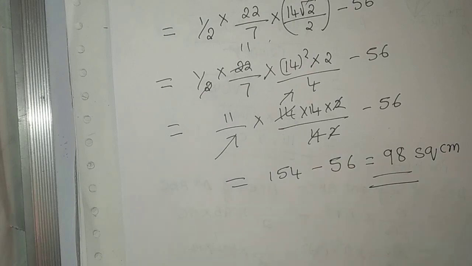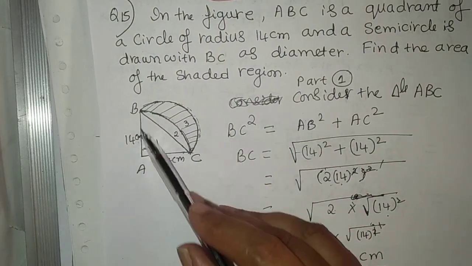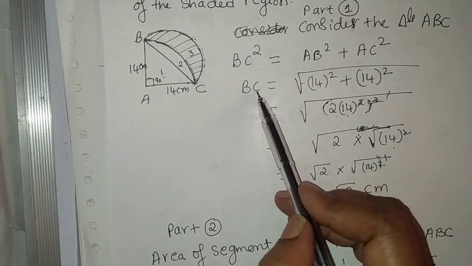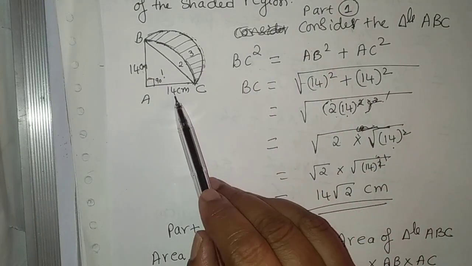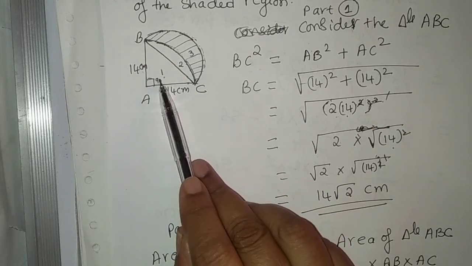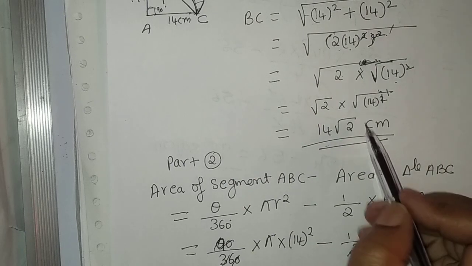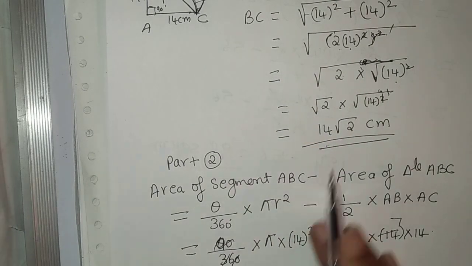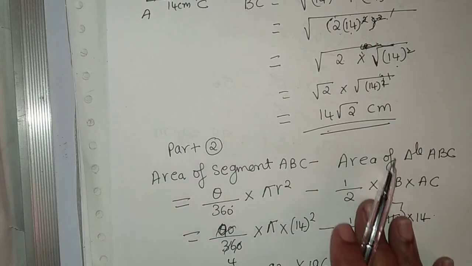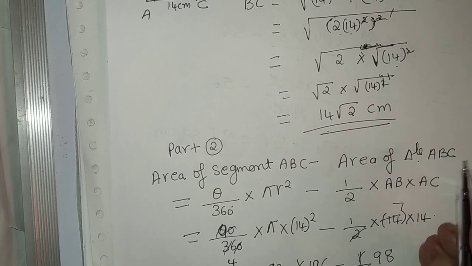So once again we'll see what we did in the part 1. Part 1 we calculated this. We took this triangle ABC and we found out BC here. Substituted the values is given as AC and AB as 14, 14, and this is a right angle triangle. So theta will be 90 degrees. So we got 14 root 2 as this BC. This is part 1. Part 2 we calculated that area of the segment ABC minus area of the triangle ABC.